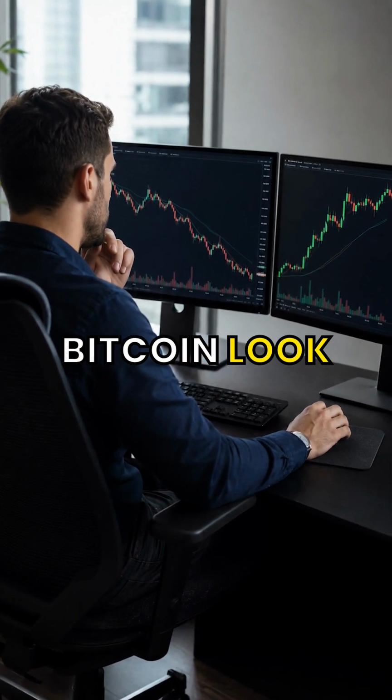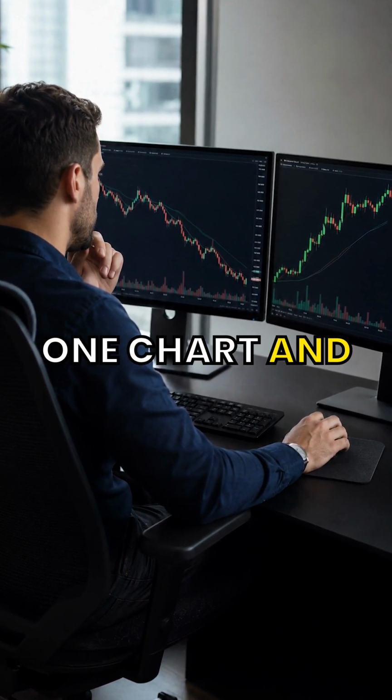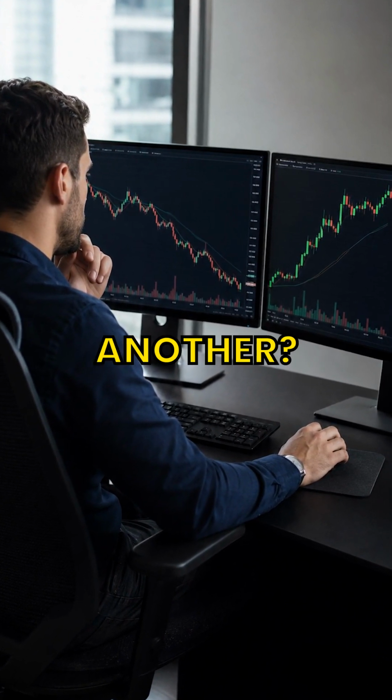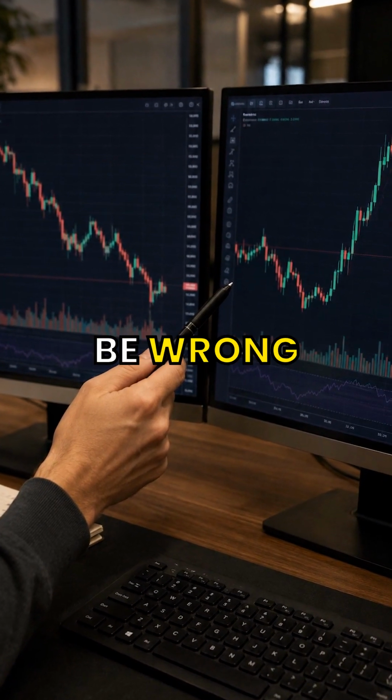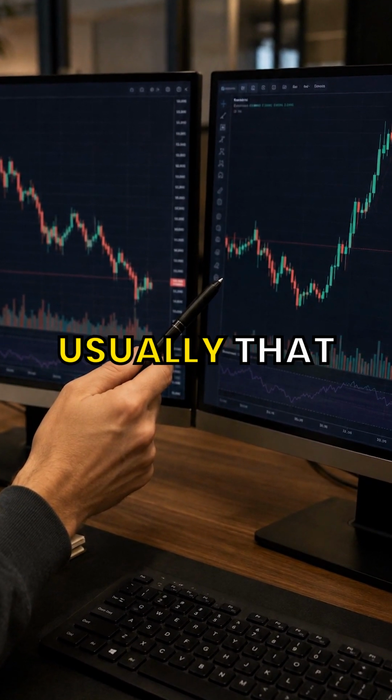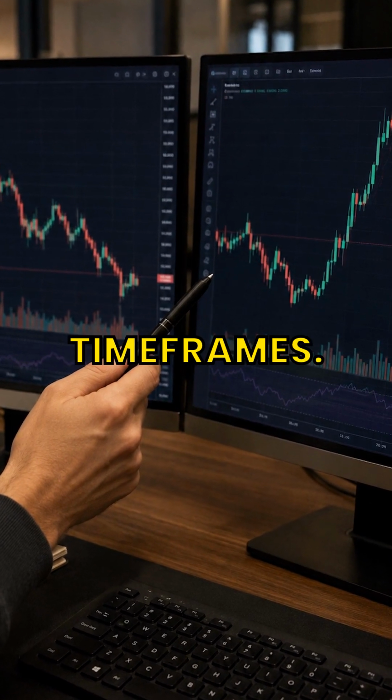How can Bitcoin look bearish on one chart and bullish on another? A lot of traders assume one of those charts must be wrong, but the real issue is usually that they are looking at different time frames.